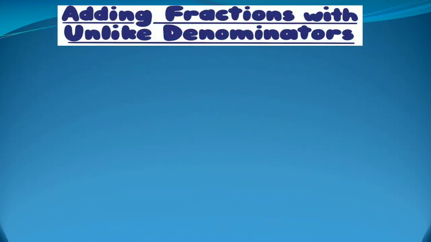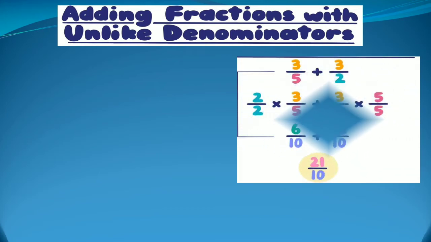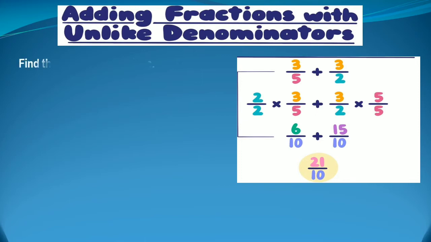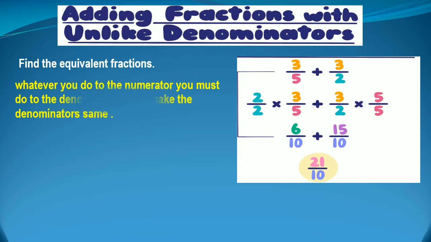Now addition of fractions with unlike denominators. It means unlike fractions. In this example, the fractions are 3 by 5 and 3 by 2. Both the fractions have different denominators. So first of all, we will find the equivalent fractions. To find the equivalent fractions, whatever you do to the numerator, you must do to the denominator.